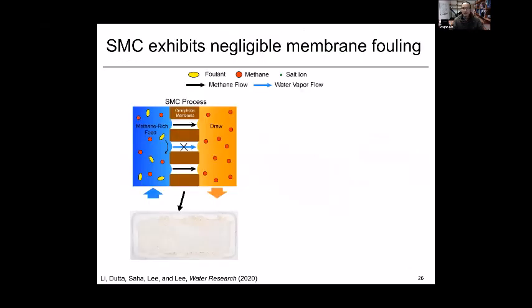So after this test, when we opened our membrane cell, we didn't see much fouling on the membrane. The membrane was still very clean. So it turned out that in this process, because there is no water flux across the membrane, there's no convective flow that brings the organic foulant to the surface of the membrane. So that helped a lot to reduce the membrane fouling.